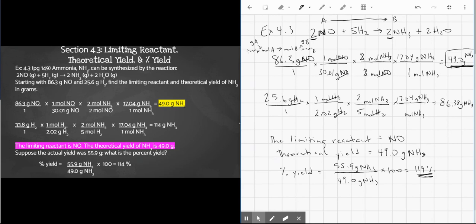Looking at the equation, what would be causing that extra mass? Can you guys think about what might be causing that extra mass that we measured, 55.9? If you said there might be some water contaminating the NH3 and you weren't purely measuring NH3, that's what I was thinking too. Or it could be some other contaminant in your container, which is also not a good thing to have.